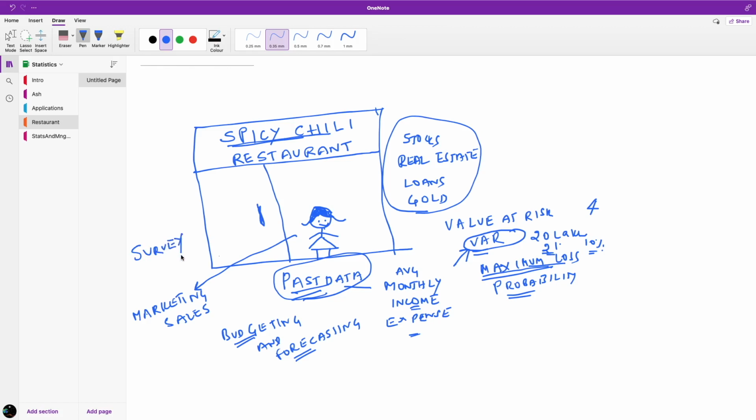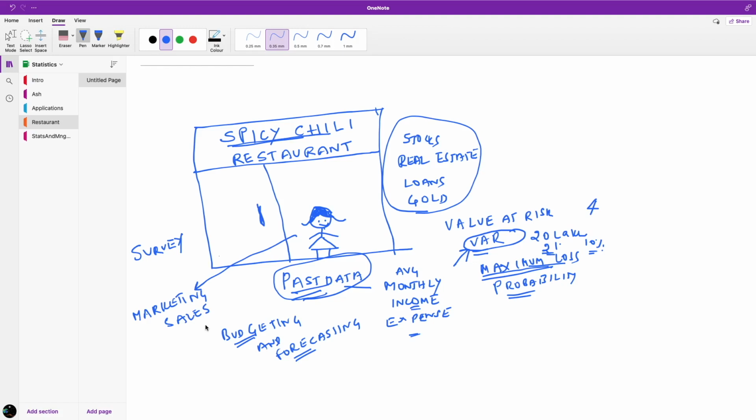So they survey the existing customers. Maybe they have a questionnaire, or they talk to people, and they find out what it is that they like, what it is that they don't like, and they also have data from other customers from other restaurants. So with the help of these surveys, they will better understand her customers. They will better understand her customer needs, and will be able to come up with a marketing plan. Now again, statistics is helping her do proper marketing and sales.